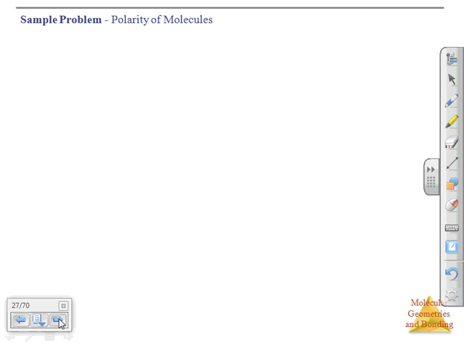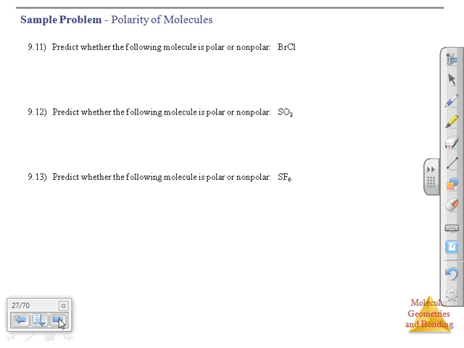Let's take a look at a couple of sample problems. We're going to determine whether these are going to be polar or nonpolar. Let's take a look at the first one, BrCl. First thing to do is draw the Lewis structure. BrCl. Finish our electrons around there, which we're not going to do for the rest of these, but just know that if there's an atom that doesn't have the dots there, the octet is filled.